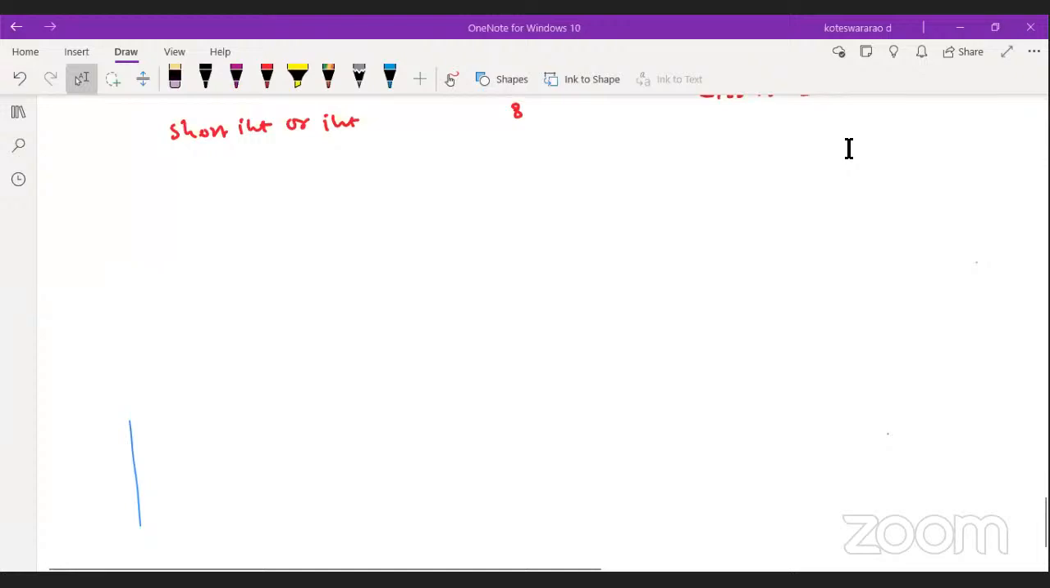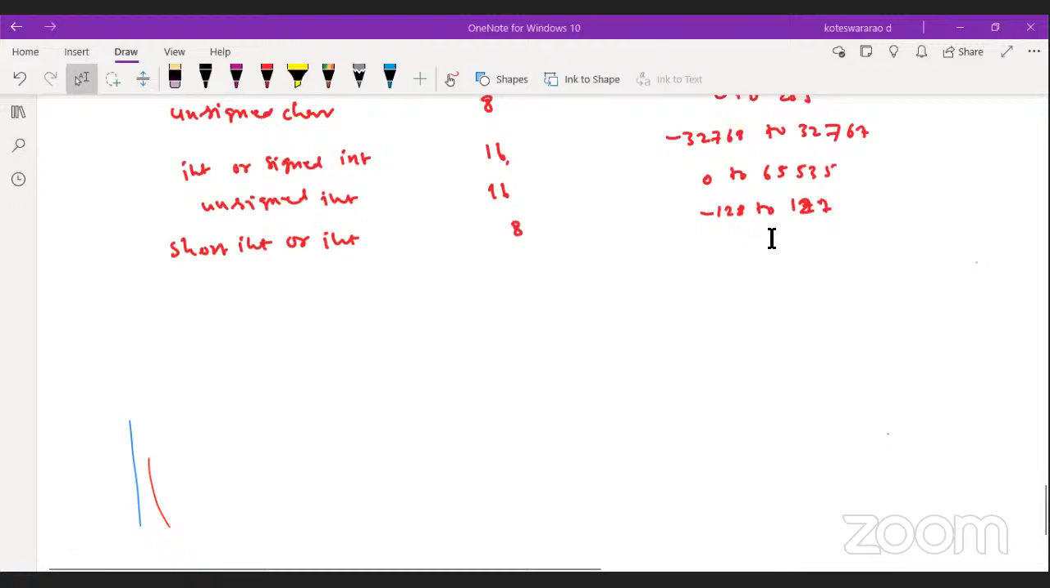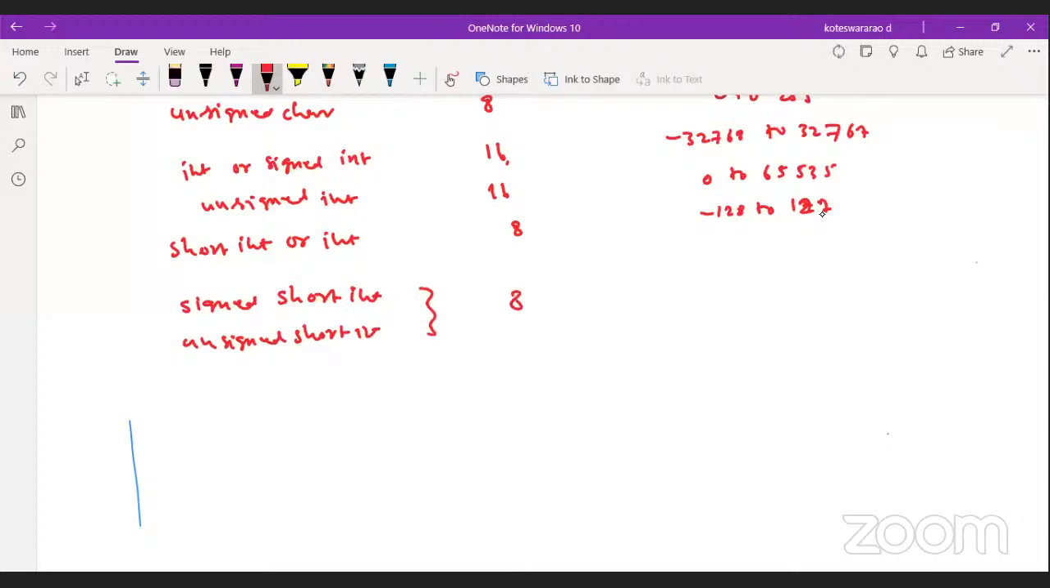Now we have several types of data types. They have several ranges also. Here I'm going to stop at short integer, 8 bit, minus 128 to 127. Then take signed short integer along with unsigned short integer. Unsigned short integer is 8-bit data, and the range is 0 to 255.